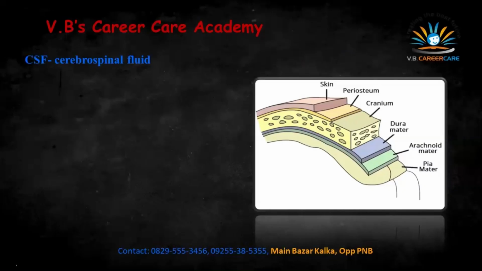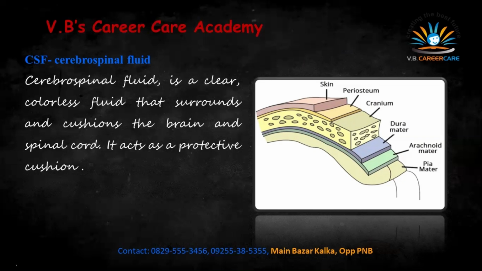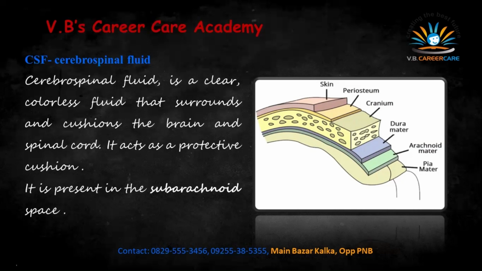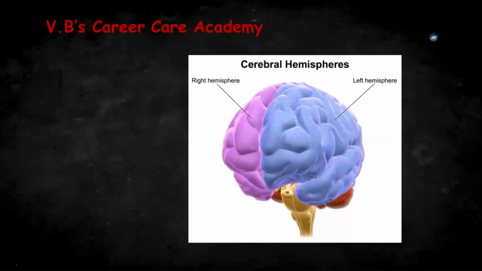Okay, so what is CSF? CSF is basically short for cerebrospinal fluid. Cerebrospinal fluid is a clear colorless fluid that surrounds and cushions the brain and the spinal cord. It is a protective cushion. It is present below the arachnoid, and that space is known as the subarachnoid space.